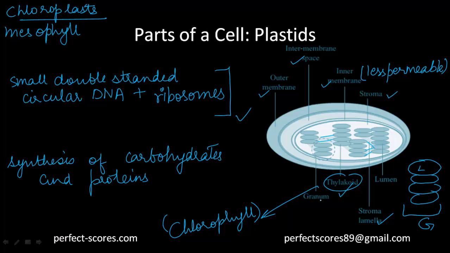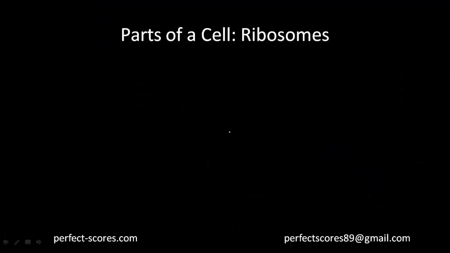The ribosomes of the chloroplast are smaller. That means they are 70S, as compared to the cytoplasmic ribosomes that are 80S. So these are 70S ribosomes that are smaller than the 80S ribosomes made in the cytoplasm. So that was about the plastid, especially the chloroplast. And the next important thing that we have to do is the ribosome.